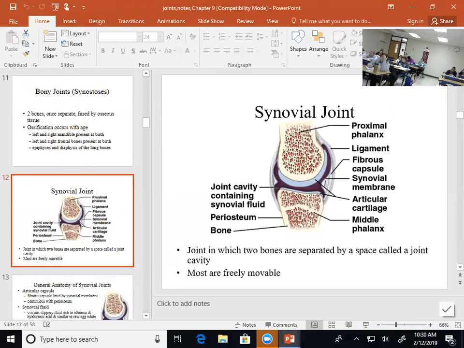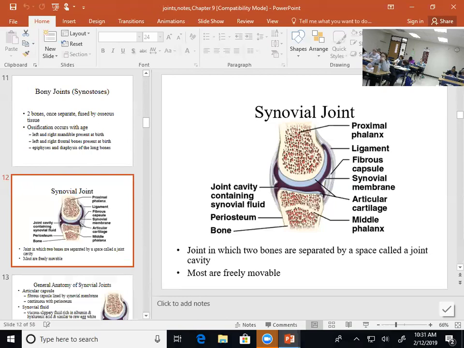So freely movable diarthrotic joints are going to be the synovial joints. They're classified based on the type of movement that you see in the joint. Again, I'm not going to have you all have to memorize those. Some of them are just self-explanatory, but I'm not going to question you about that.